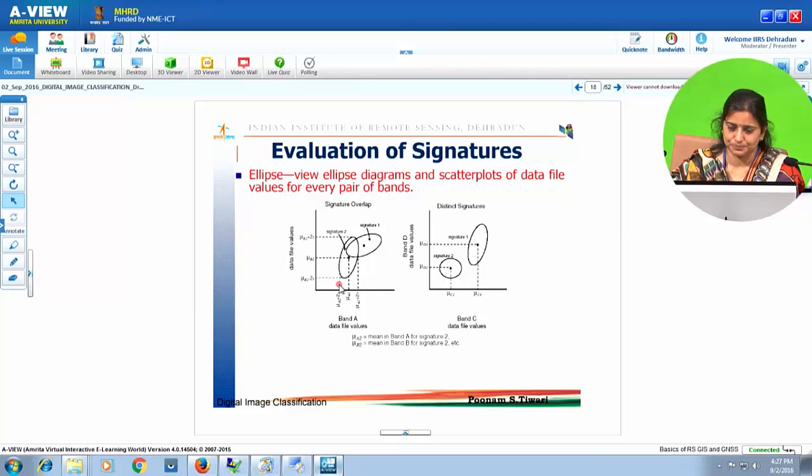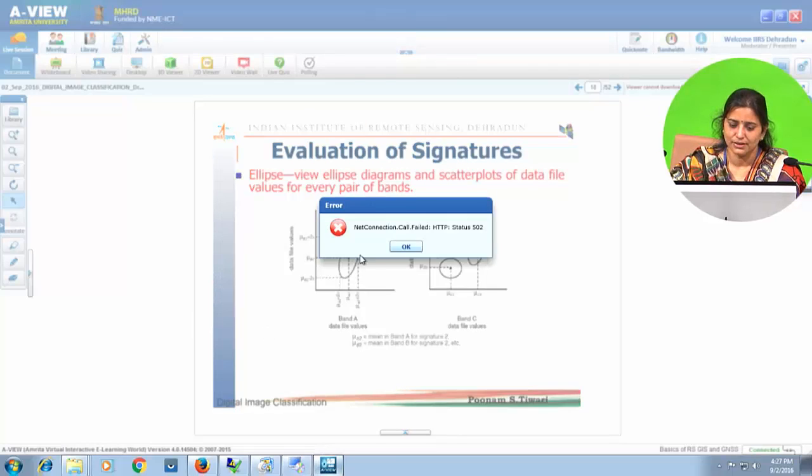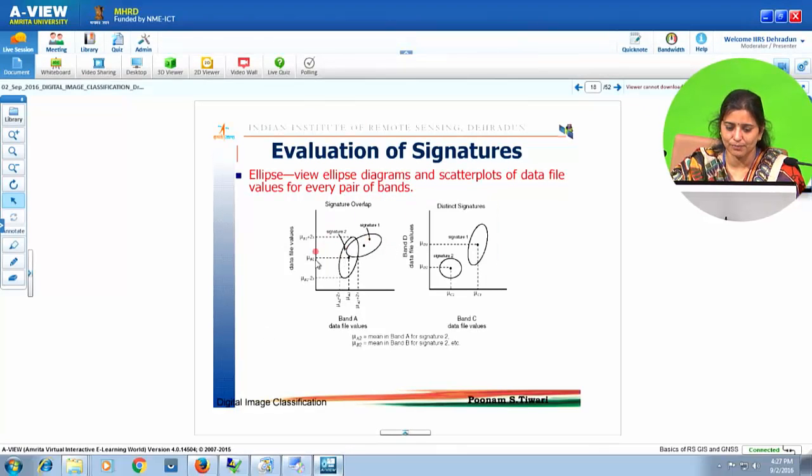band pairs. As you can see here, both these signatures are overlapping. So we will have confusion in the pixels which are falling in this part, whereas these two signatures are distinct because they do not have overlap between them.